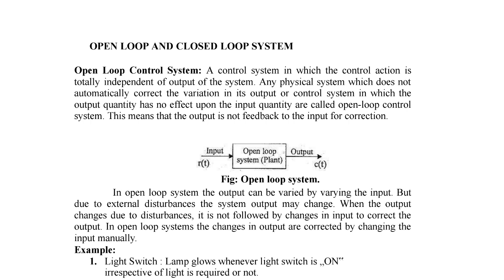We have the input, and for that input we have the corresponding output response. There is no feedback present in the system. So that is the open loop. In the open loop system, the output can be varied by varying the input. Due to external disturbance, the system output may change. But when the output changes due to disturbances, it is not followed by changes in the input to correct the output. In an open loop system, the changes in the output are corrected by changing the input manually.